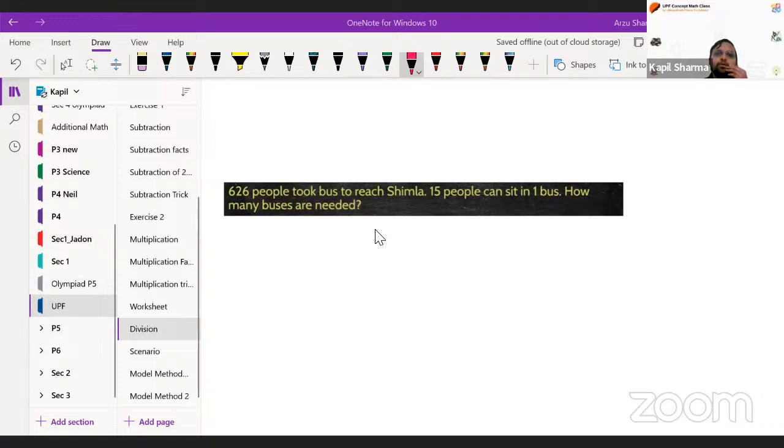Okay, Yashika. So 626 people took a bus to reach Shimla. 15 people can sit in one bus. How many buses are needed? Okay, the question is how many buses are needed? Okay, Yashika. Swastik. The question is how many buses are needed? Swastik, what's the answer to that?